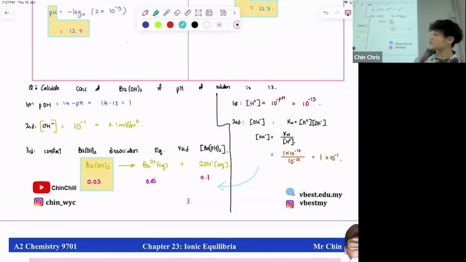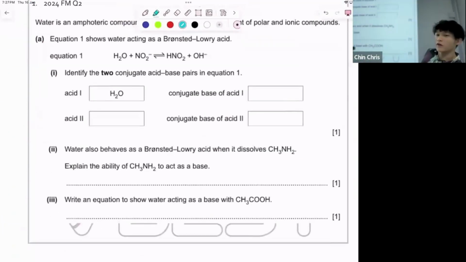Okay guys, once done, we can move on to the next part, because that is considered the first part of Ionic Equilibria. So far doable, right? Very doable, because that's the easiest. Okay, let's go. We have some exercise. Let's do some exercise before we move on to the next part.